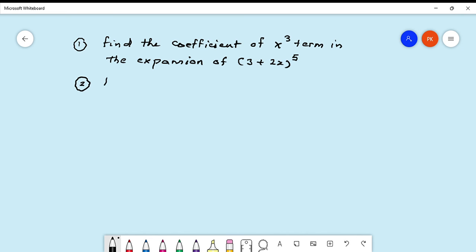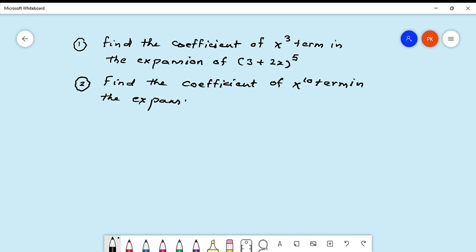find the coefficient of x to power 10 term in the expansion of 2 minus 3x square to power 5.